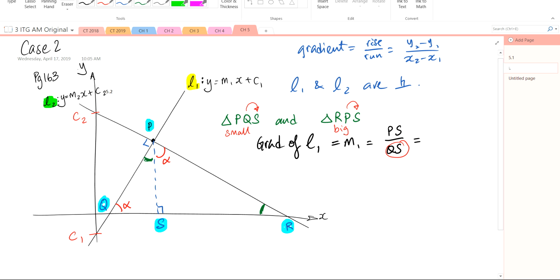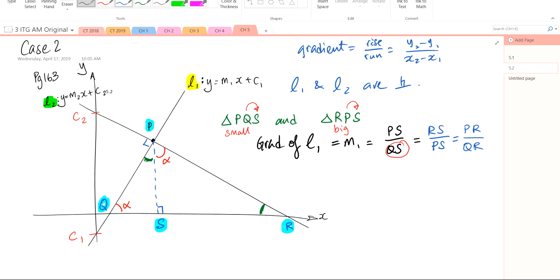There are more options that you can choose from. Okay, so give me some suggestions. What else can I have besides PS over QS that is equivalent to it? Yes, let's try. RS over PS. Any more? PR over QR. Have I covered all the sides already? I believe so, because the triangle only has 3 sides.